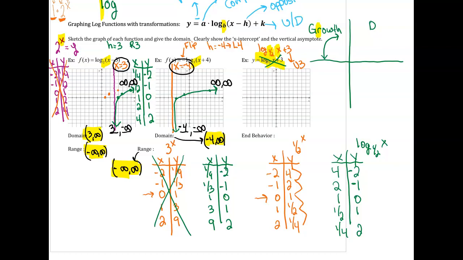So our vertical asymptote is going to be stuck here. It's not going to move. So we've got x equals 0. Okay? So let's figure out what this shape looks like.